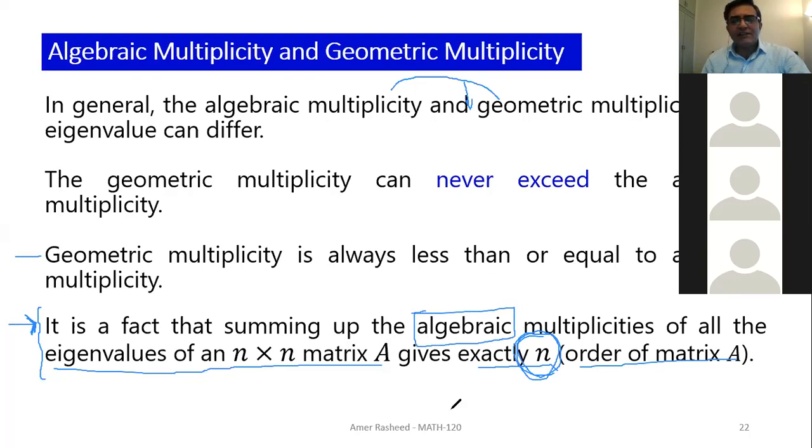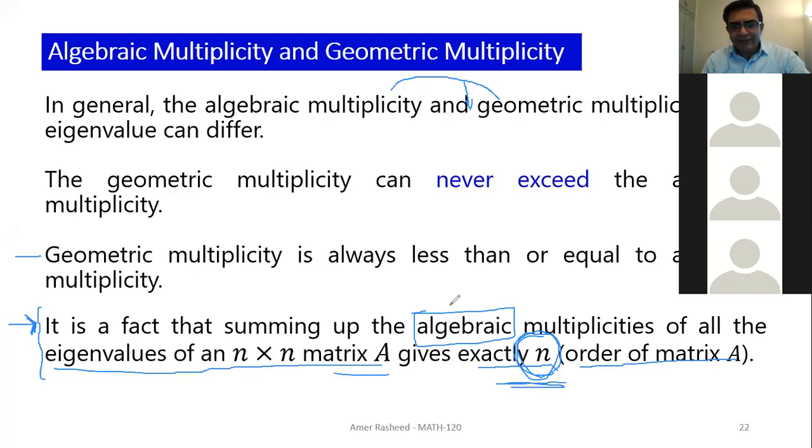The sum of geometric multiplicities of A must be equal to the order of a matrix. Means अगर आपके पास eigenvalues repeat भी हो रही हैं तो उसके corresponding जो eigenvectors हैं उनका number should be equal to the order of a matrix. So this is very important. We will use this fact in further concepts of diagonalization and some others.